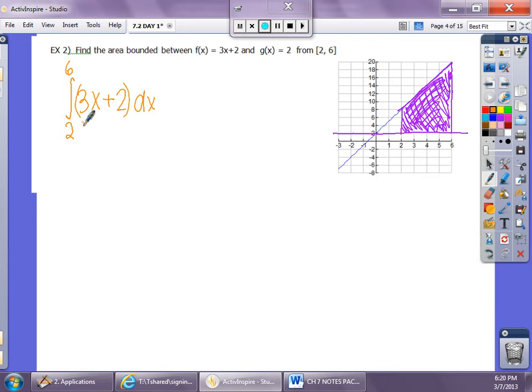Well, 3x plus 2 would be the line. And it actually gives us the net signed area all the way to the x-axis. So that is a little bit too much. It's more than what we want. But that's a good starting place. Let's also look at the integral from 2 to 6 of g of x, which is 2. And that would be this little piece that's sitting right here.